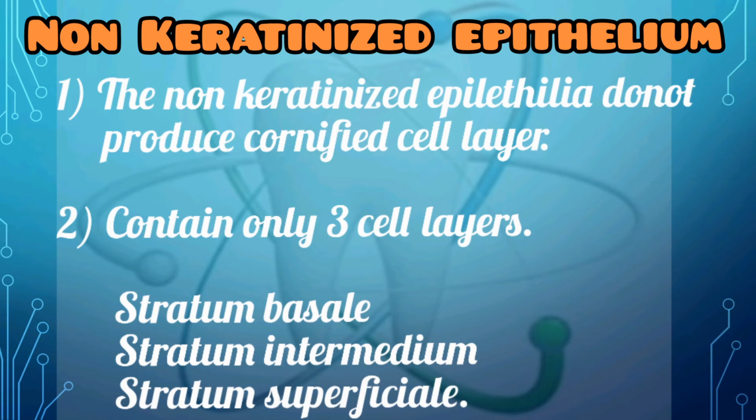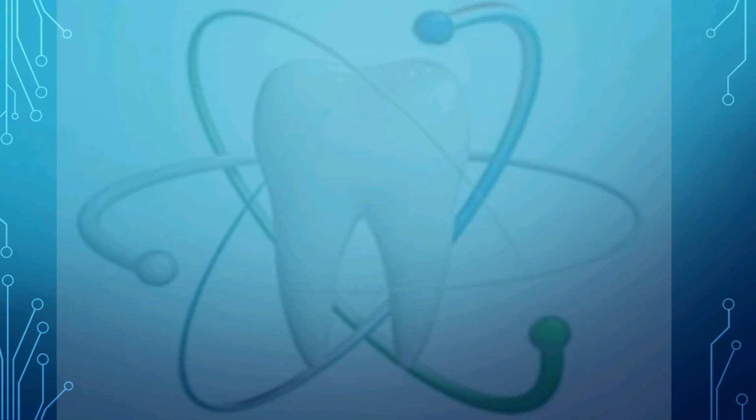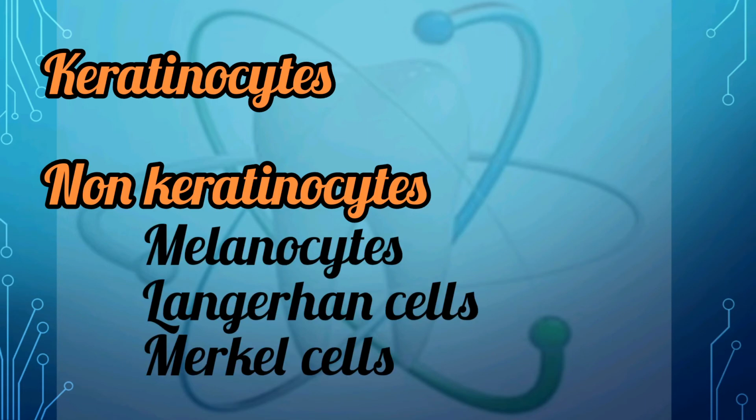the stratum superficiale. The basal cells in the stratum basale are similar to the keratinized epithelium. The stratum superficiale contains nucleated cells, and they contain a lesser number of tonofilaments and lack keratohyalin granules. So, before coming to an end of today's topic, it is necessary to understand the type of cells which are present in these layers of epithelium.